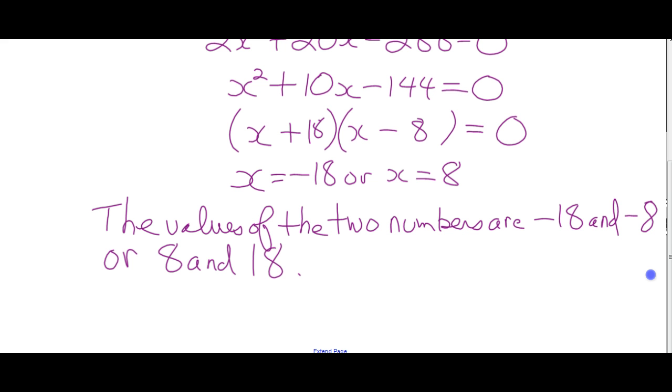Now, George Polya, famous Hungarian mathematician, the four-step problem-solving method, which is understand, plan, do, and look back. The look back part of this is, what's negative 18 squared plus negative 8 squared?